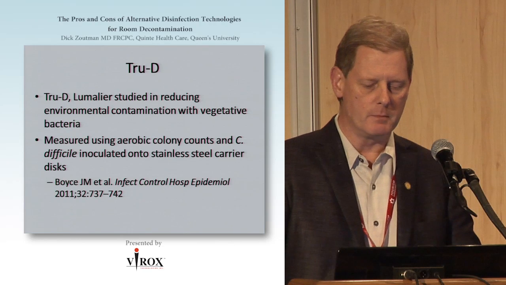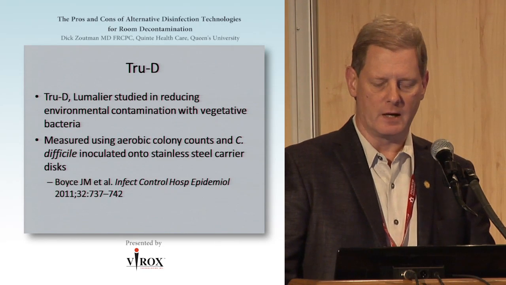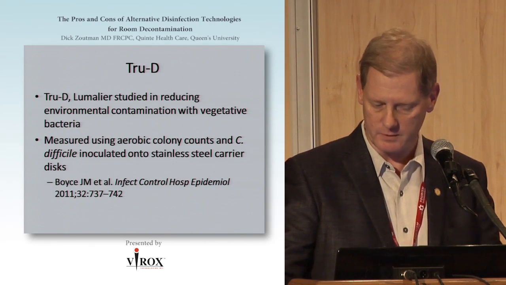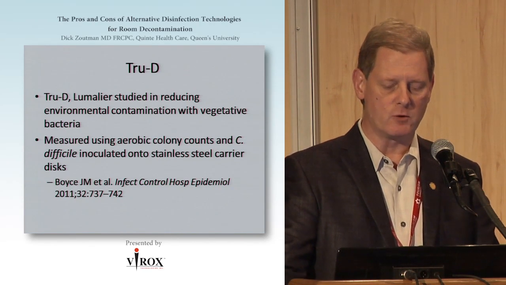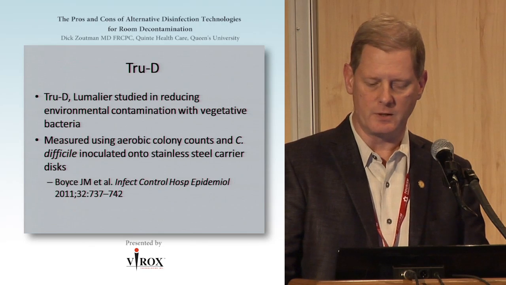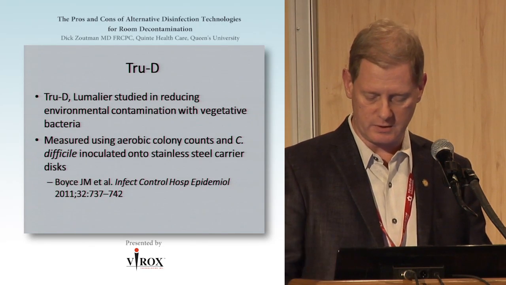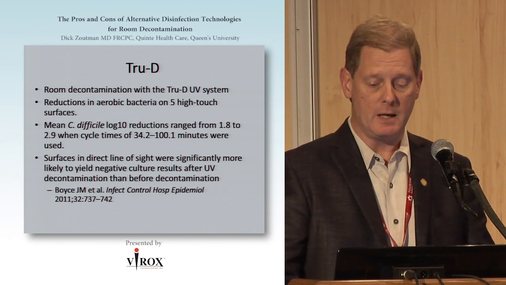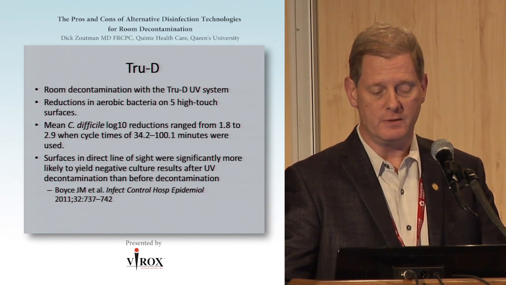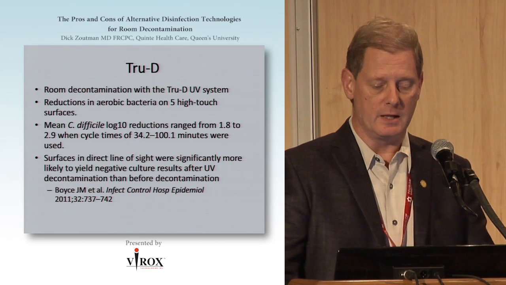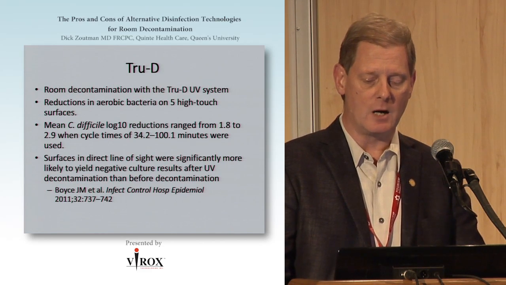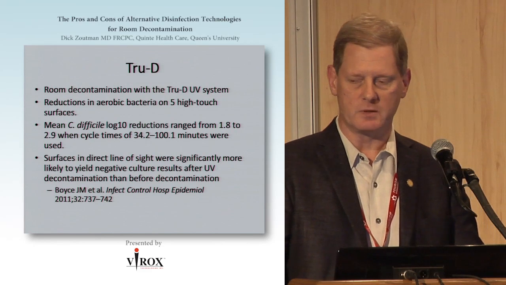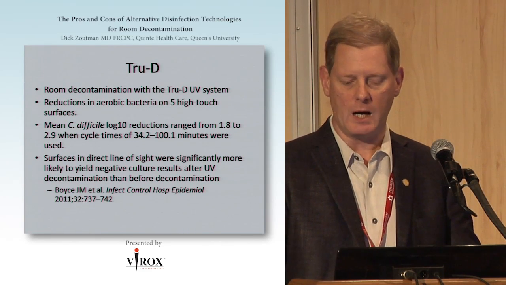The Tru-D system has also been studied with environmental contamination with vegetative bacteria by Dr. John Boyce, who's done a number of these studies, and they measured the aerobic colony counts and C. difficile inoculated, again, onto the stainless steel discs that I've talked to you about. Room decontamination then with the Tru-D UV system resulted in a mean C. diff reduction of around 1.8 to 2.9 logs, with cycle times of around 34 minutes up to 100 minutes used.